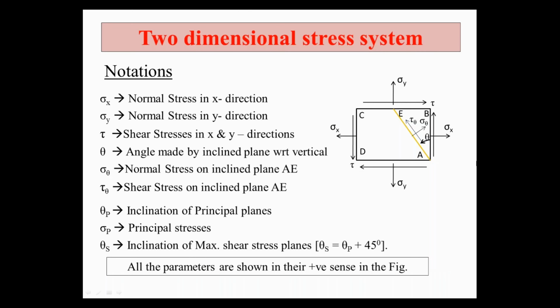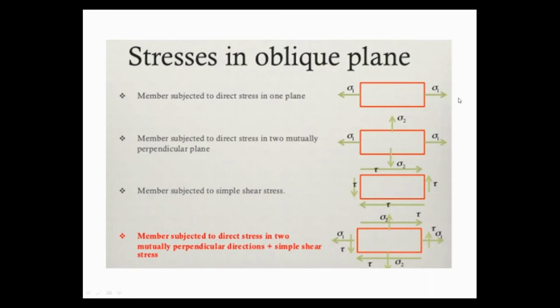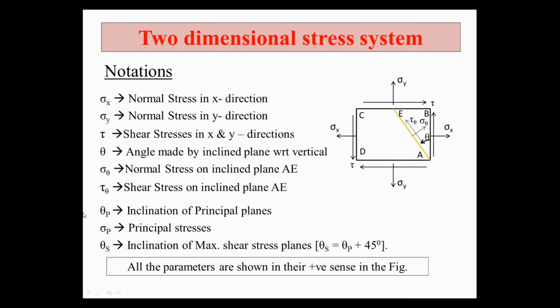Now we'll move on to the notations for the two-dimensional stress system. You can also note down. We are considering the most generalized case, members subjected to direct stress in two mutually perpendicular directions plus simple shear stress. So the most generalized case, that is the two-dimensional stress system. Just take down the diagram.